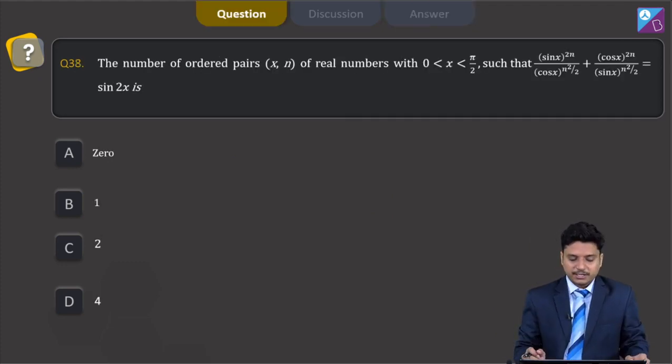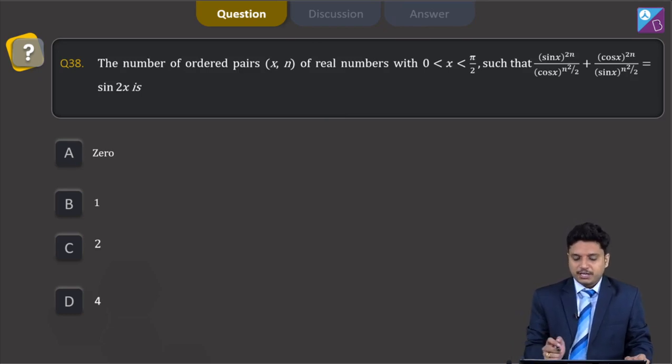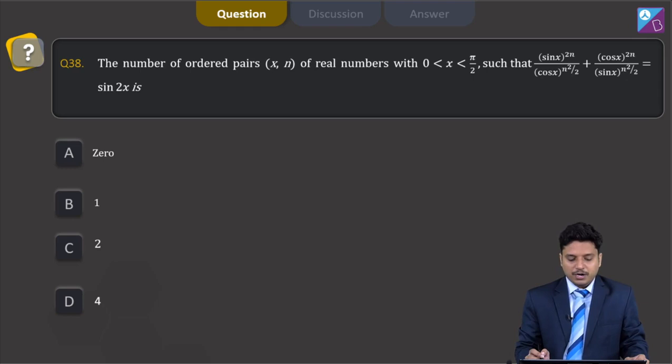Moving on to question number 38, which comes from the house of trigonometry, or you can say use of AM-GM inequality. Here it is given that we have to find the number of ordered pairs (x, n) for real numbers with x belonging to (0, pi by 2), and the equation is given as sin x raised to power 2n upon cos x raised to power n square by 2 plus cos x raised to power 2n upon sin x raised to power n square by 2 is equal to sin 2x.